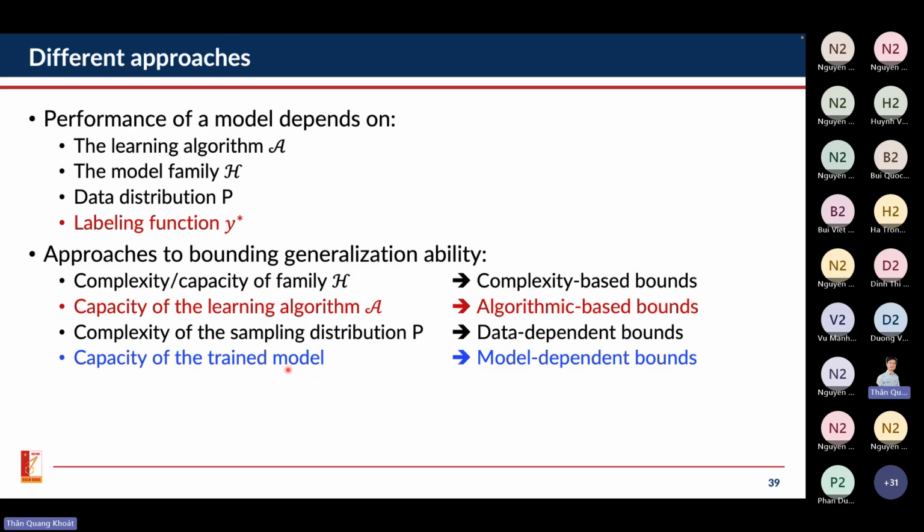A trained model. After training, we already know that model. Okay, but why analyze that? Analyzing the test error of that model can be hard. So that's why most theory in machine learning does not focus on this, does not approach this.